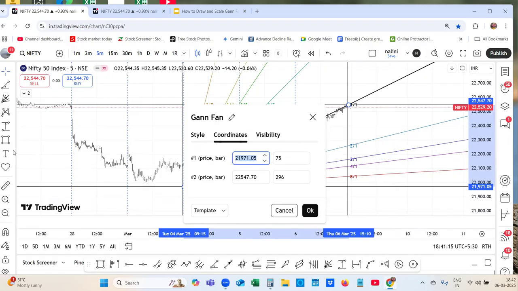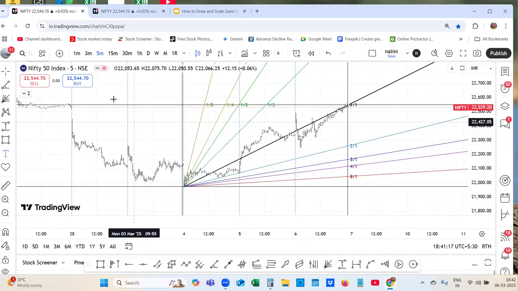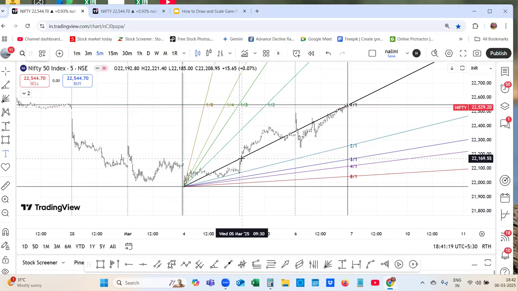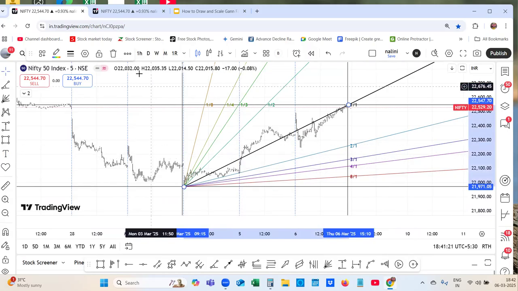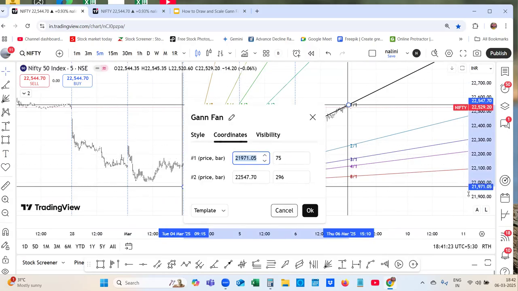I don't know whether it will go off. Yeah, it will go off. So let me click on this. Let me take the screenshot and paste it. Okay.